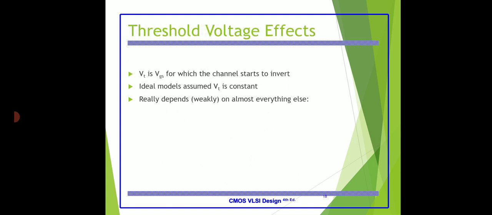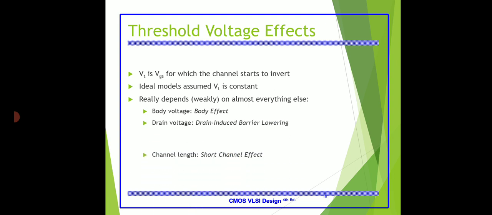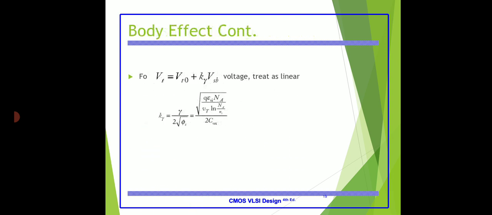And next, the threshold voltage effects. In this threshold voltage, this is nothing but VGS for which the channel starts to invert at a particular point. So that is the ideal model, where this VT voltage is assumed constant. It really depends upon the voltage, and it starts to conduct when there is a change in the VGS voltage, and it occurs due to the body effect, drain voltage, channel length.